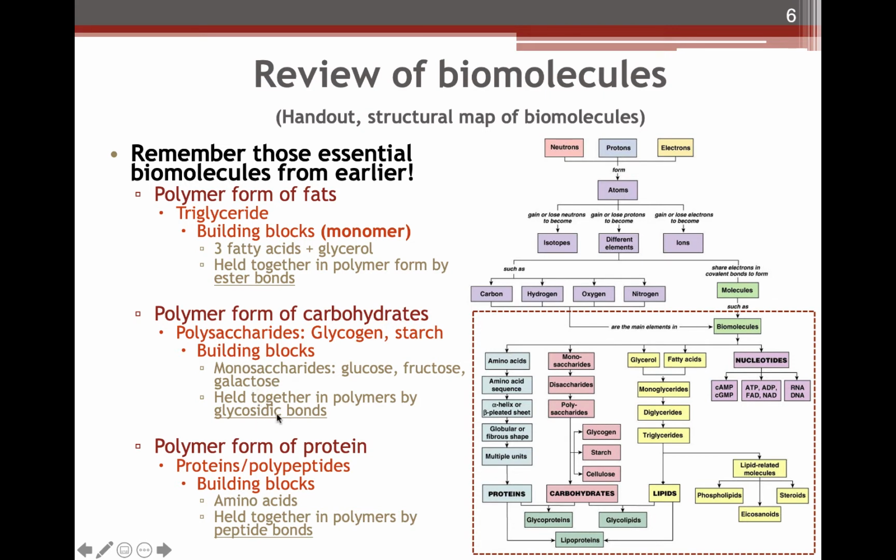The glycosidic bonds that hold these polymers together need to be broken by enzymes. And that's what's being shown down here. Glycogen and starch, the two main polysaccharides that we eat, need to be digested down to the level of monosaccharides. Cellulose is also an important polysaccharide that we eat that's also known as dietary fiber.